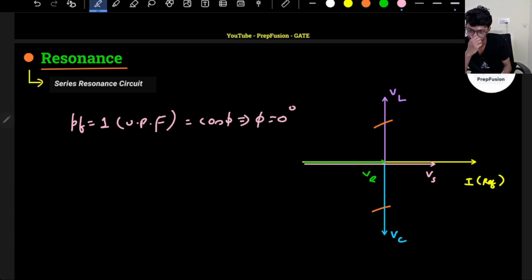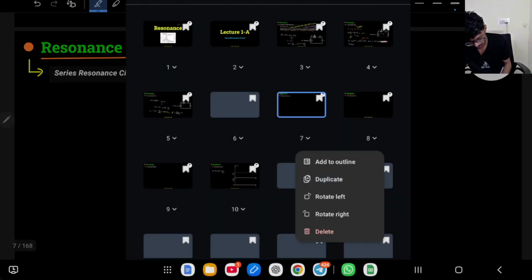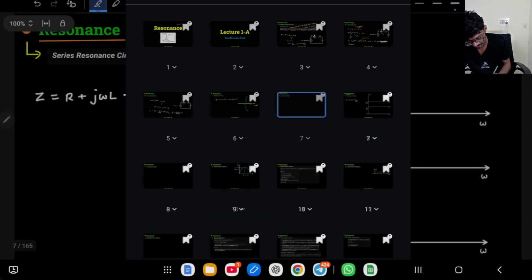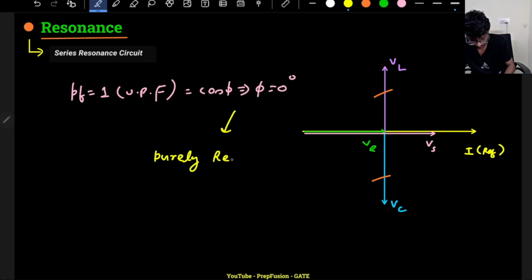So this is one of the conclusions of resonance. At resonance, I get unity power factor. Why? Because it is a purely resistive circuit, and if it is a purely resistive circuit I will get a unity power factor, right, purely resistive circuit.